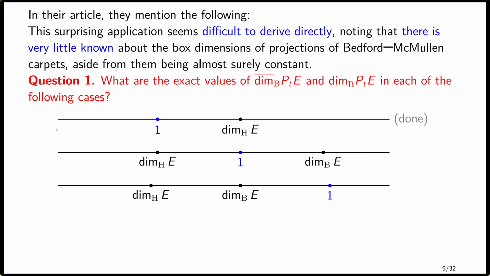And for the third case, is it possible that the box dimension profile is equal to the original box dimension of set E, or maybe it is strictly greater than the Hausdorff dimension of E, but strictly less than the box dimension, or maybe we also have that it is equal to the Hausdorff dimension. So there are many conjectures, and in fact, before us, it seems that no one has solved such problems.